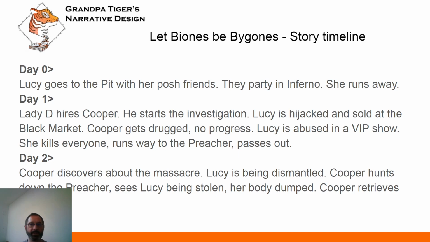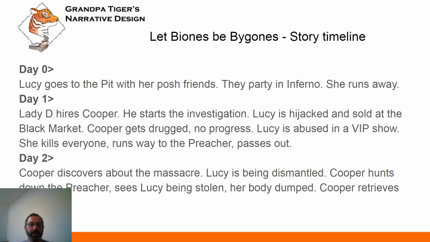Then he doesn't know, but she's hijacked and sold at the black market. He gets drugged. He doesn't progress anywhere. Then she's abused in some crazy decadent VIP show, kills everyone, runs out to a person called Preacher, and passes out there. And then later the detective discovers the massacre, learns about her being dismantled, hunts her down, hunts the Preacher down, just in the moment to see her stolen, her body dumped. He retrieves her head, and that's the big what's going to happen next.